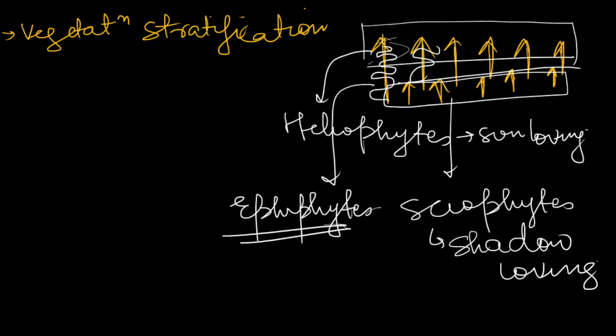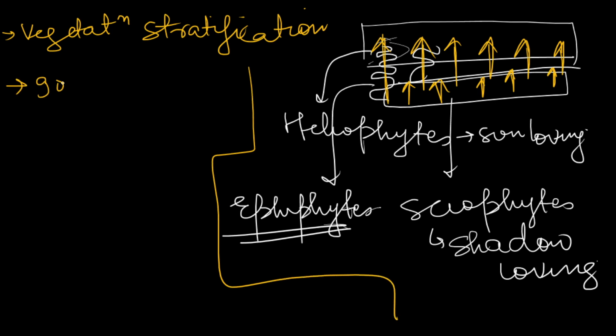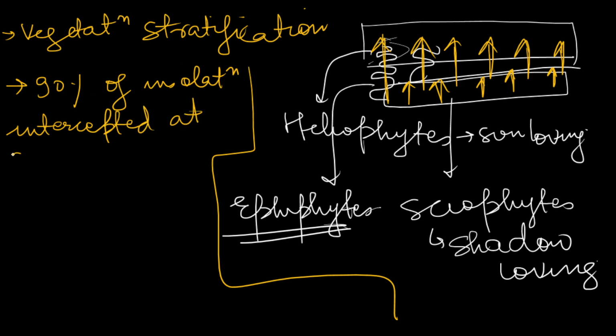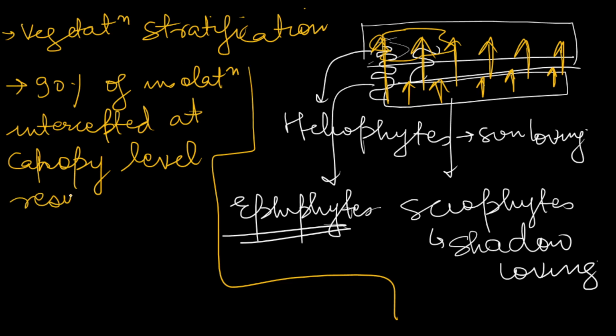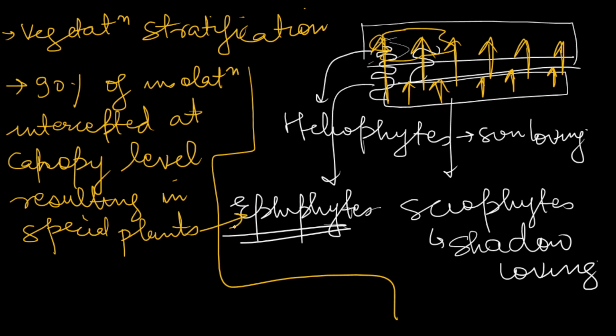You will also find here that 90% of insolation is intercepted at canopy level only. Canopy level, that is the upper parts of the canopy level, resulting in special plants, and these special plants are only these epiphytes.